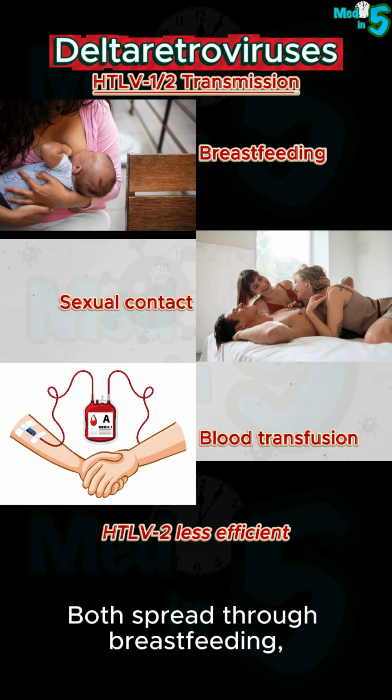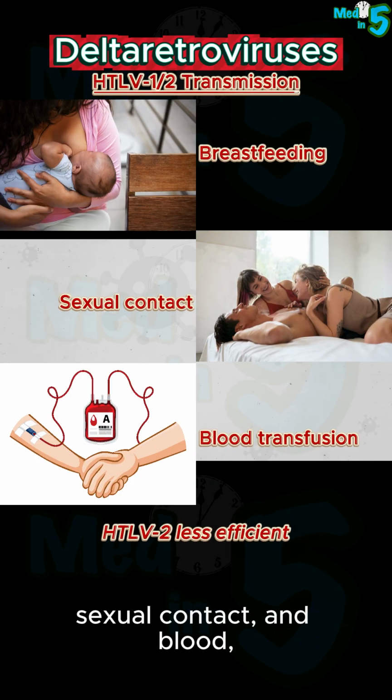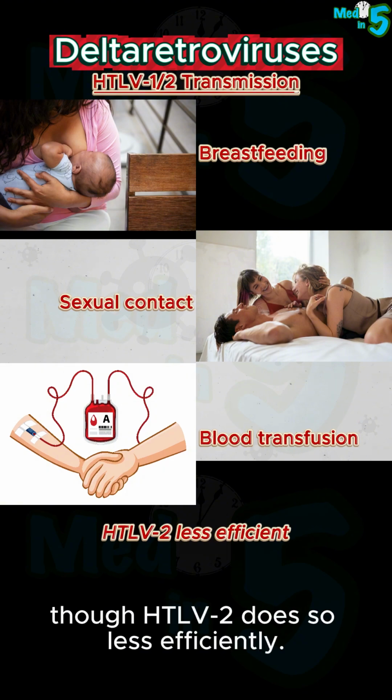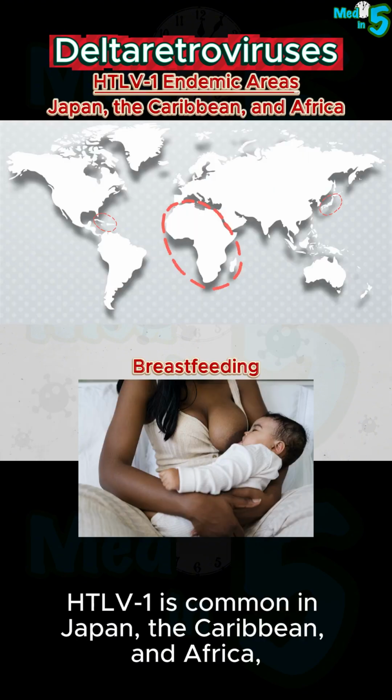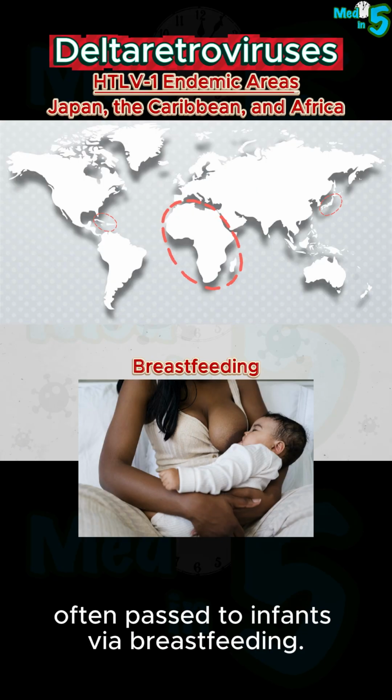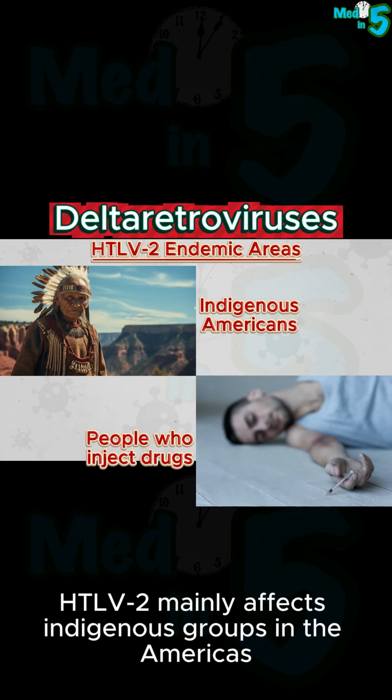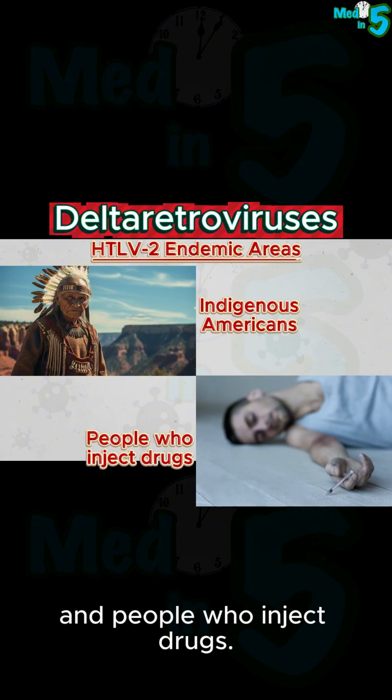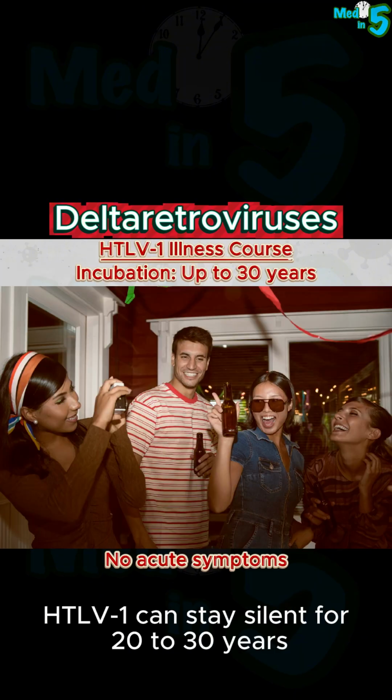Both spread through breastfeeding, sexual contact, and blood, though HTLV2 does so less efficiently. HTLV1 is common in Japan, the Caribbean, and Africa, often passed to infants via breastfeeding. HTLV2 mainly affects indigenous groups in the Americas and people who inject drugs.